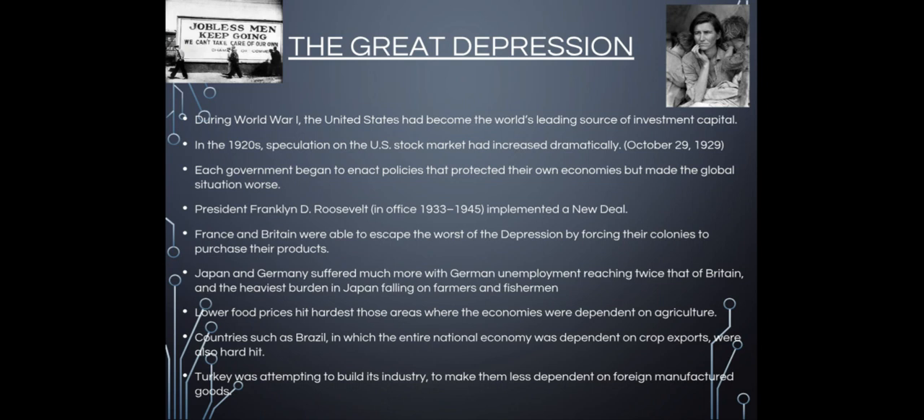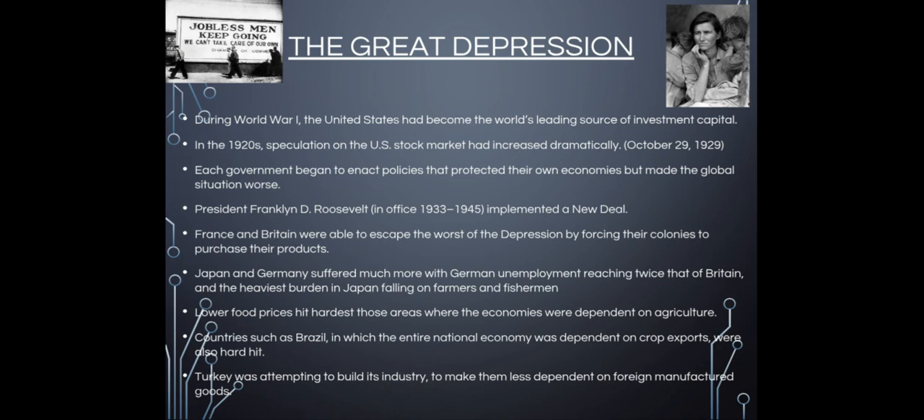Japan and Germany also suffered quite a bit. Germany was suffering from the effects of World War I, from having to make war reparations. They were already in a recession before the Great Depression even hit. The unemployment rate in Germany reached twice that of Britain. And in Japan, the heaviest burden fell on farmers and fishermen. In both of these countries, radical politicians devoted their economies to military buildup, hoping that they could expand their empire to a large enough size that they could be completely self-sufficient.